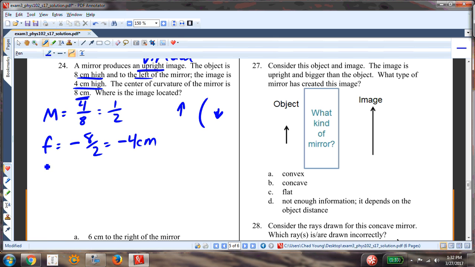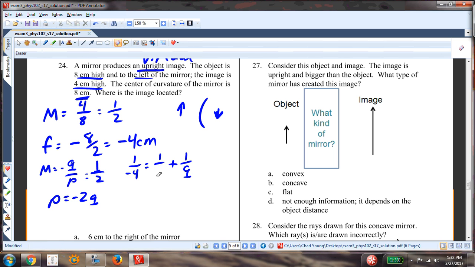So I also know that m is negative q over p, and that m is equal to 1/2. So I can say that p is equal to negative 2q. And when I do that, I can say, well, 1 over negative 4, that's f, equals 1 over p plus 1 over q. But now I'm going to do this substitution and say this is 1 over negative 2q. All I did is I took this and I put it in where I had p before. And now I'm going to solve for q.